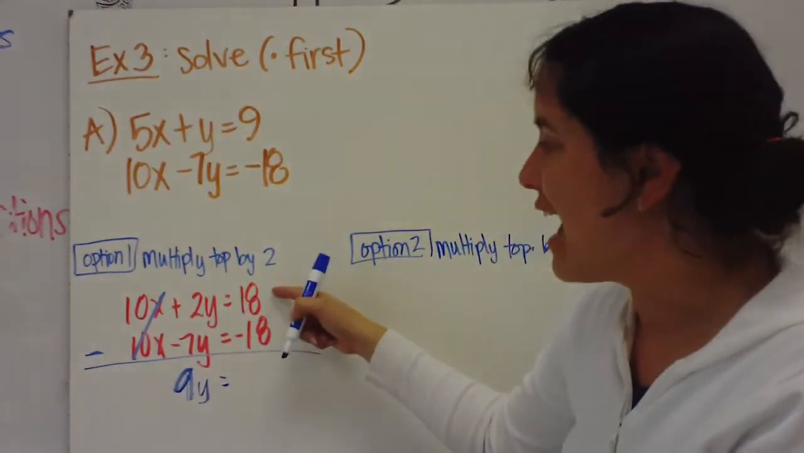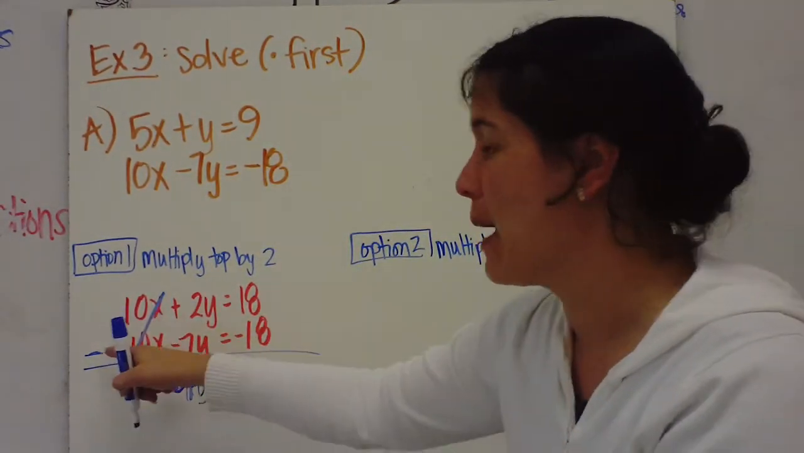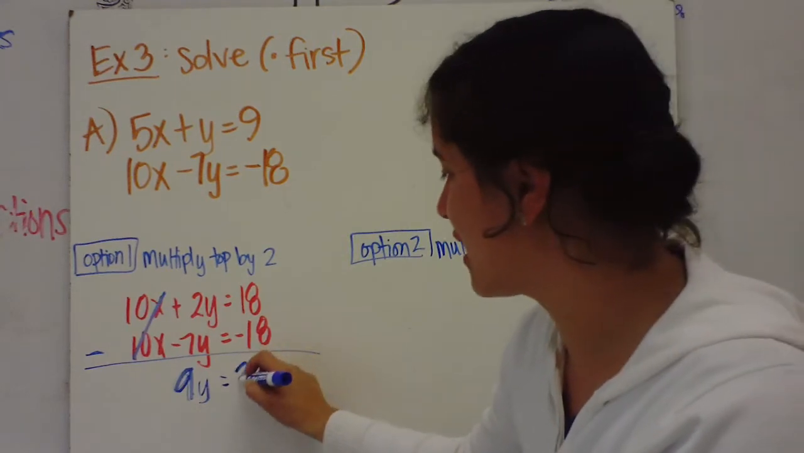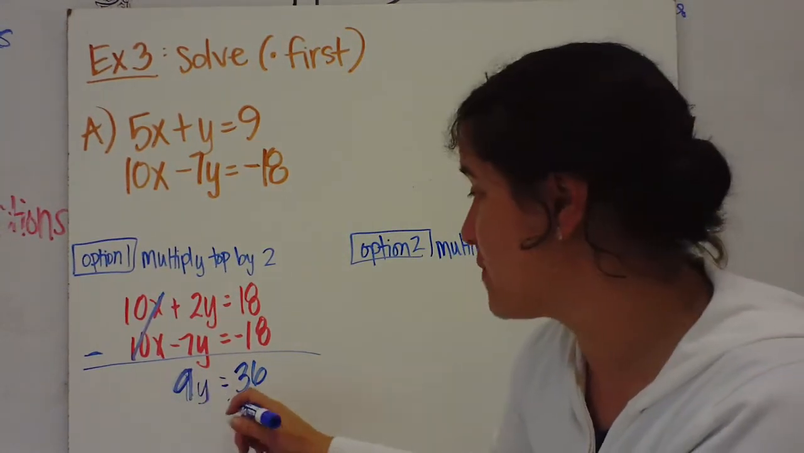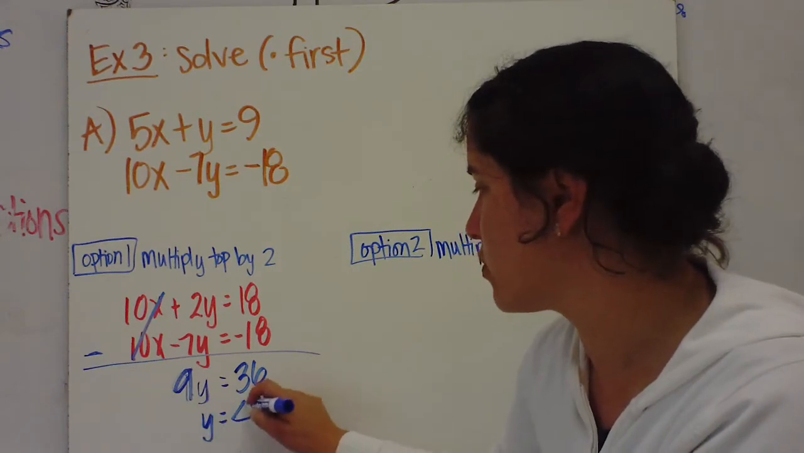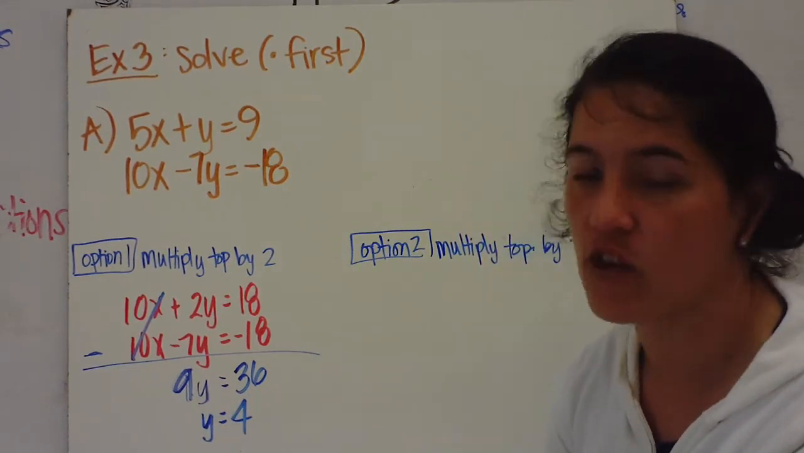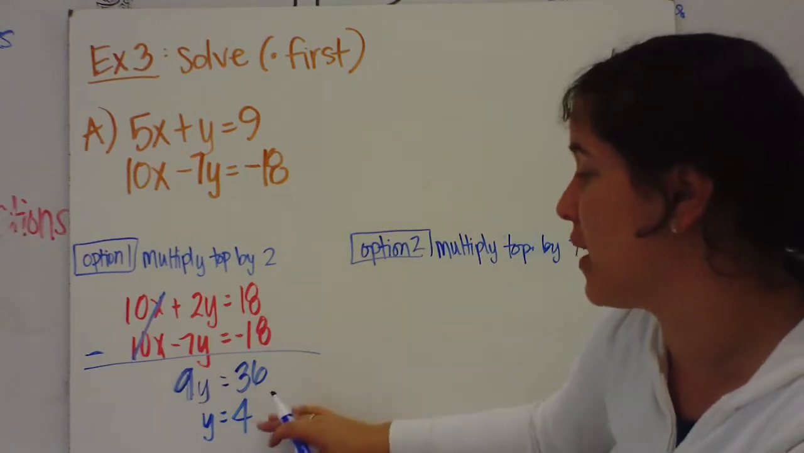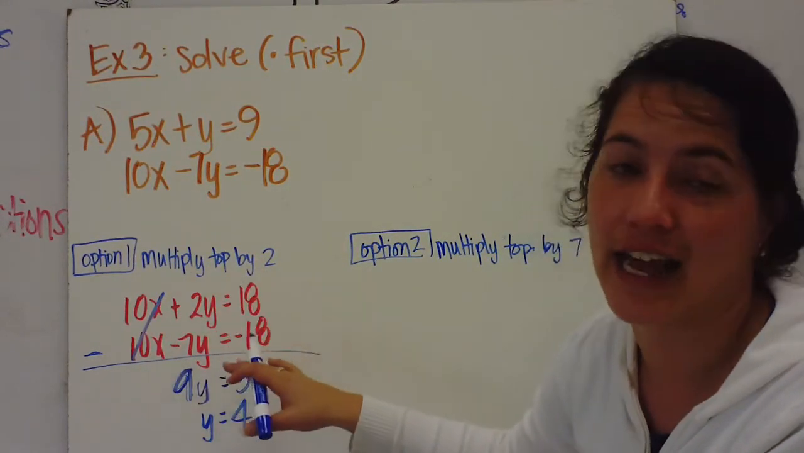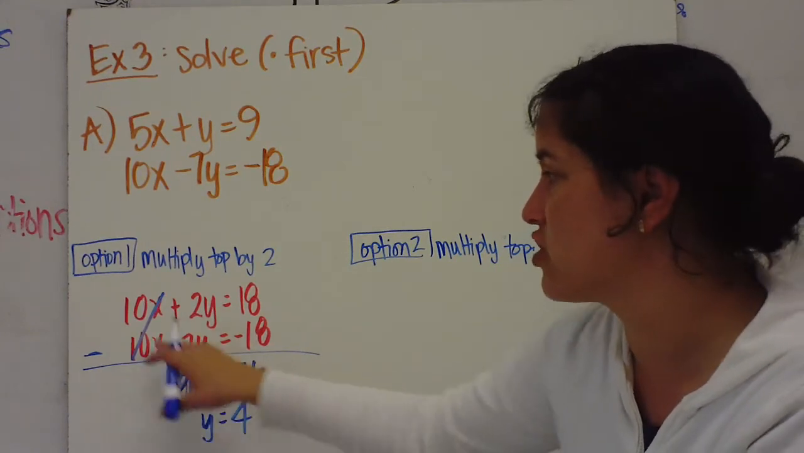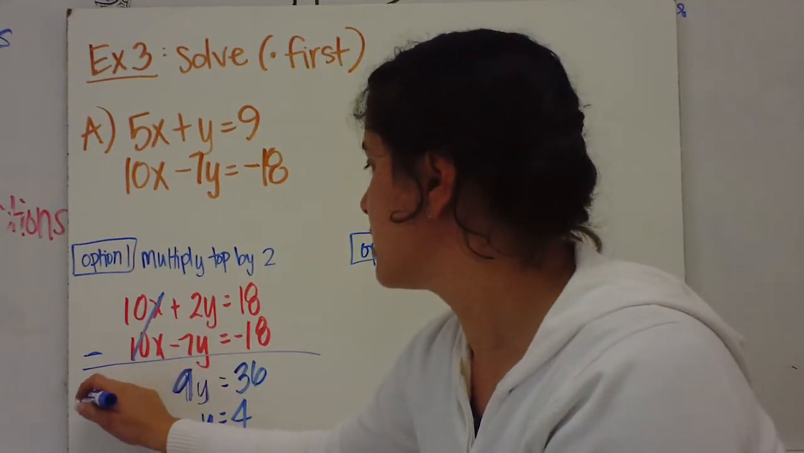9y. And 18 minus negative 18 is 36. You would divide both sides by 9 and y equals 4. Okay, so I multiplied that top equation by 2 and I got y equals 4. Then you would plug it back in to get an x value. Let's just plug it into the top one.